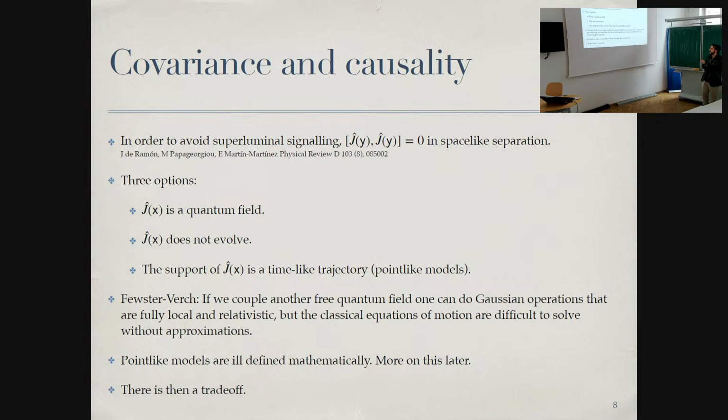It's the commutator of J evaluated at x with J evaluated at y. So basically, this thing has to behave like a field. That's the point. Is that the only option?